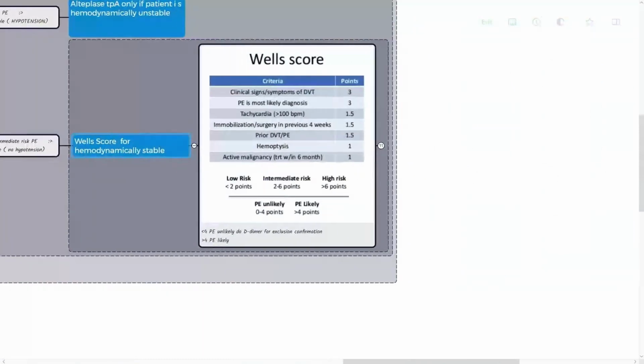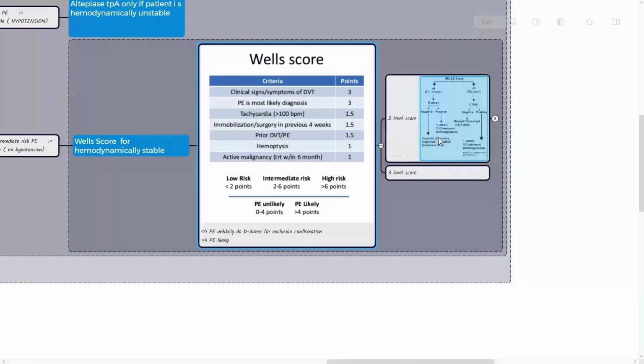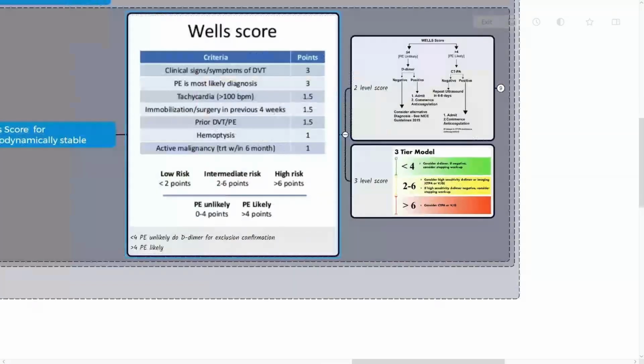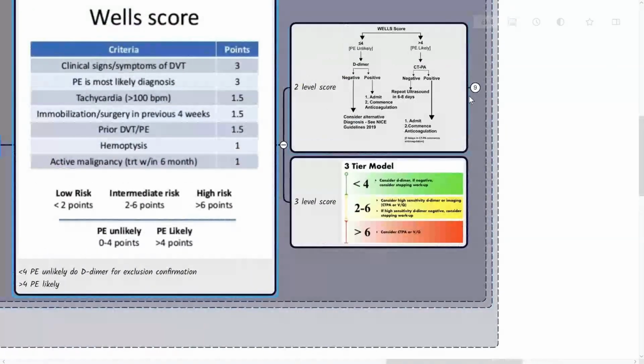Wells score is therefore only used for hemodynamically stable PE. There is a 2-level Wells score and a 3-level score. A Wells score less than 4 means PE is unlikely and needs D-dimer test to confirm the absence of PE. A negative D-dimer in this case rules PE out. If the Wells score is greater than 4, then the patient requires admission and CTPA and anticoagulants.